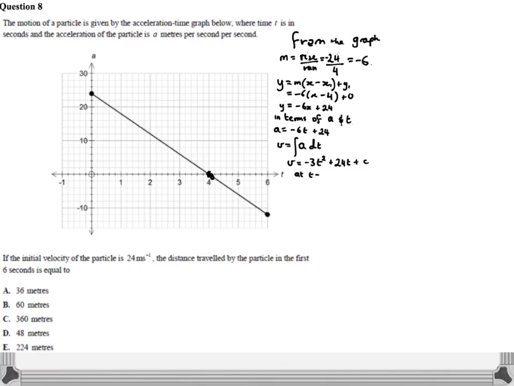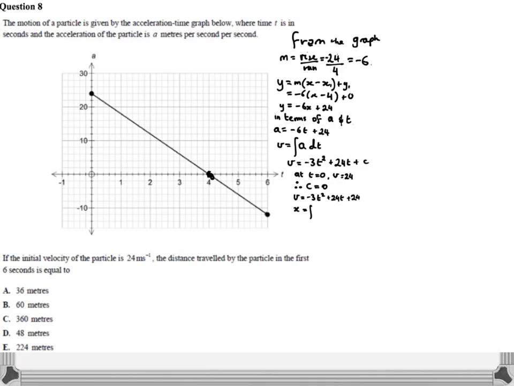Okay, and so we get a quadratic from a linear function. Now, we're told in the information coming down here at the bottom part of the graph in the question, if the initial velocity of the particle is 24 meters per second, that means when t is equal to 0, we have v equals 24, and we use that to work out what is c, and we get c is 0.